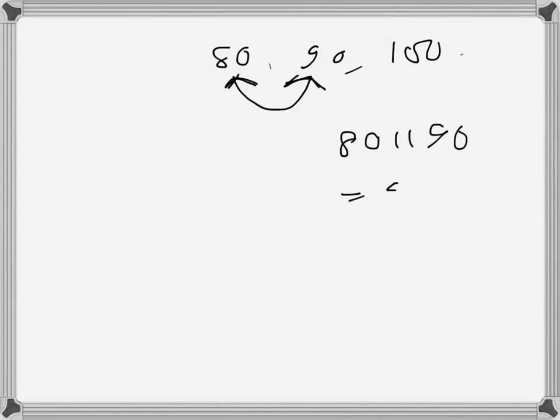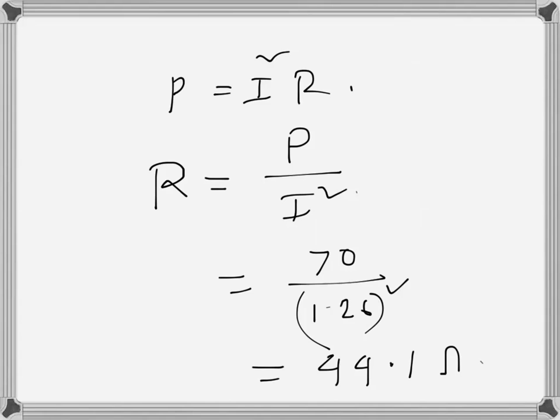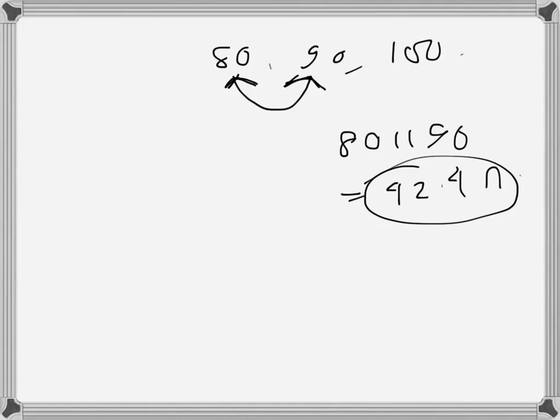Now the bulbs that we have are 80 ohms, 90 ohms and 100 ohms. So if we use 80 and 90, these two combinations, that's the cheapest possible option, because we have to minimize the cost as well. But the parallel combination of 80 ohms and 90 ohms is approximately 42.4 ohms, which is less than this resistance. So this is the minimum possible resistance we need, so that the current is not more than 1.26. So this resistance is even lower, so it's not possible.